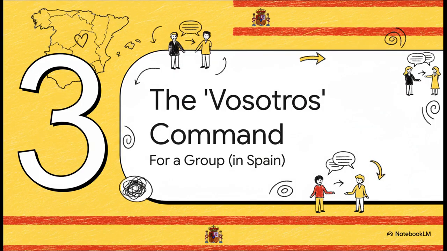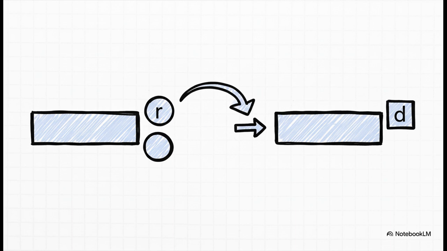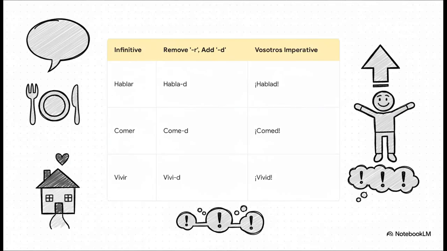Okay, so that covers talking to one person. But what if you're in Spain and you're talking to a group of your friends? Well, for that, you're going to need the vosotros form. And don't you worry, this one has its own super simple rule too. It honestly doesn't get much more straightforward than this. To make the vosotros command, you just take the infinitive, that's the original form of the verb that ends in R, and you swap that R for a D. That's it. You can see the pattern right here. For hablar, you just drop the R, add a D, and you get hablad. For comer, it becomes comed, and for vivir, it's vivid. It's just a wonderfully consistent and easy little trick to remember.